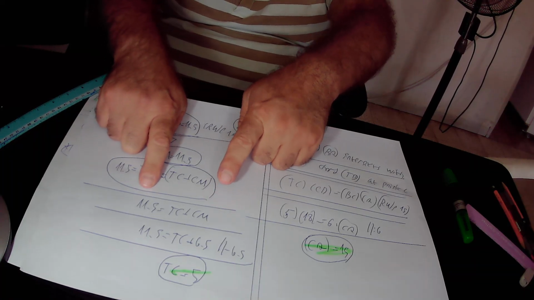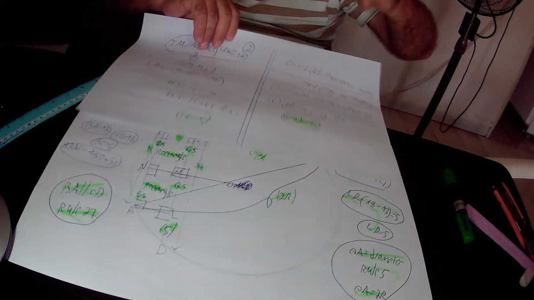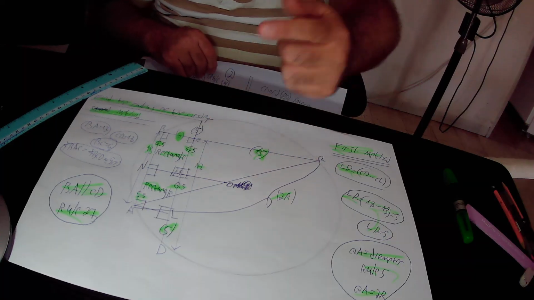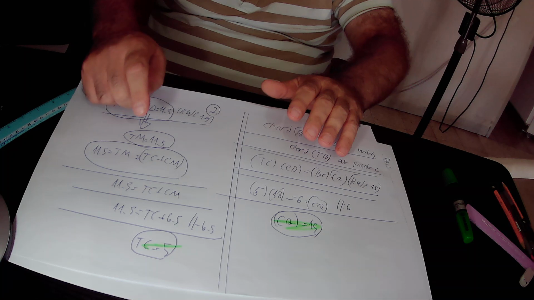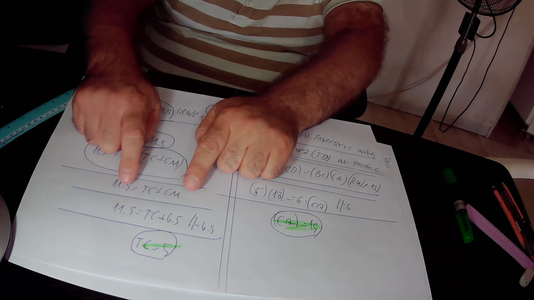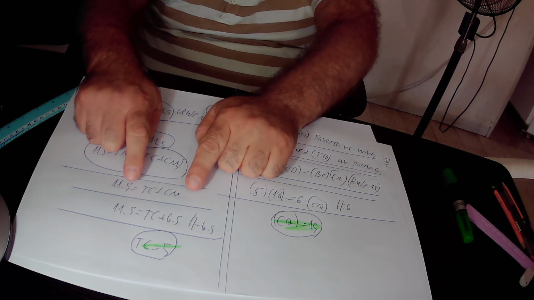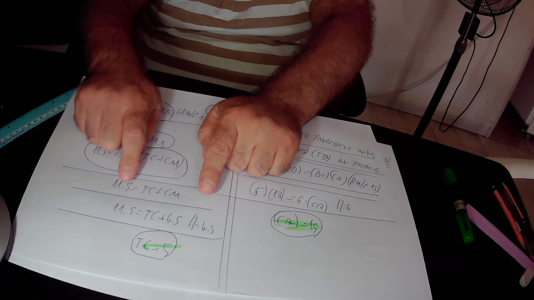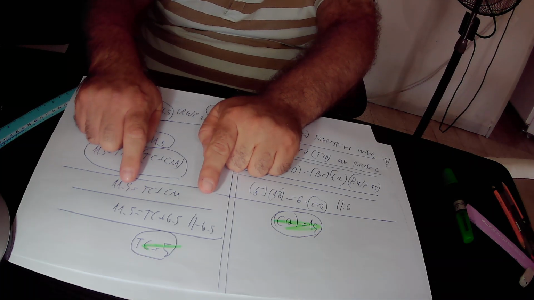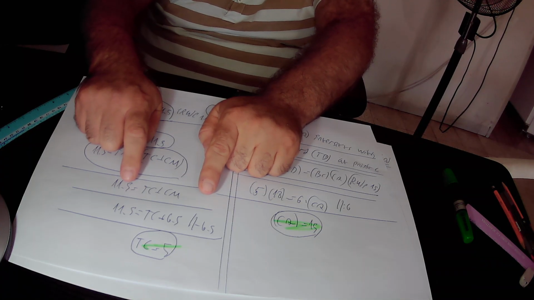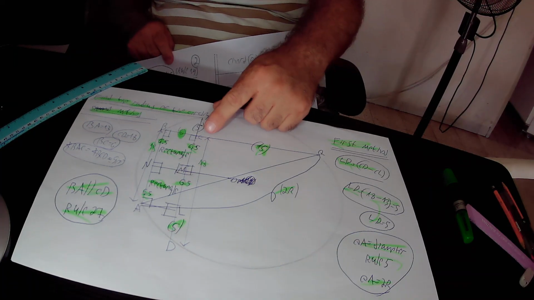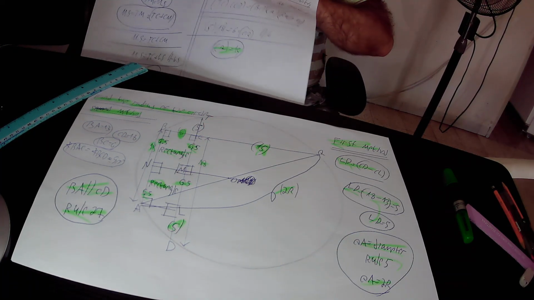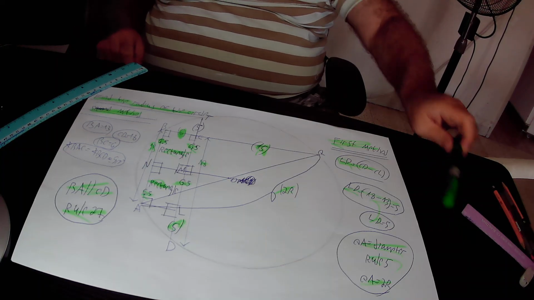TC is the missing side, so we use TC plus CM. CM is 6.5, therefore we substitute CM here by 6.5. In total, we find that 11.5 equals TC plus 6.5. Here we subtract 6.5 from the equation and find that TC is equal to 11.5 minus 6.5, which is 5. This is the missing side TC. It is equal to 5 units in length.